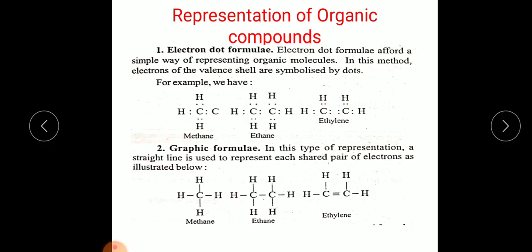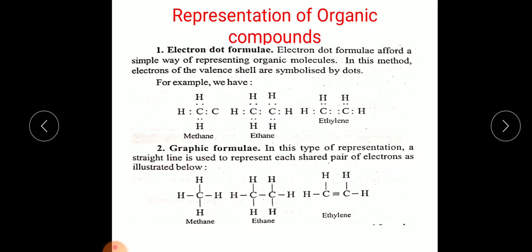The next is the graphic formula. In this type of representation, a straight line is used to represent each shared pair of electrons, as illustrated below. In the graphic formula, we just have a straight line between the sharing pair of electrons. Say for example, in methane we have 4 hydrogen atoms, and each hydrogen forms a single bond with the carbon atom, so it can be shown in this way. Similarly, ethane in this way, and ethylene or ethene in this way. So this we call a graphic formula.